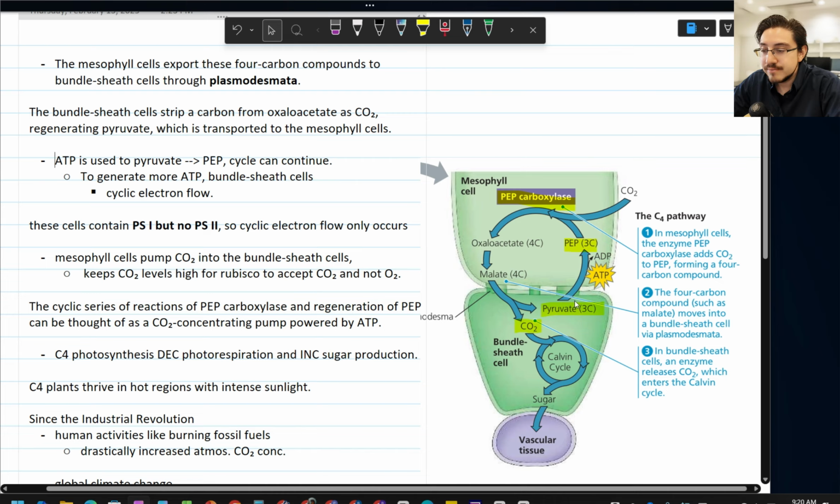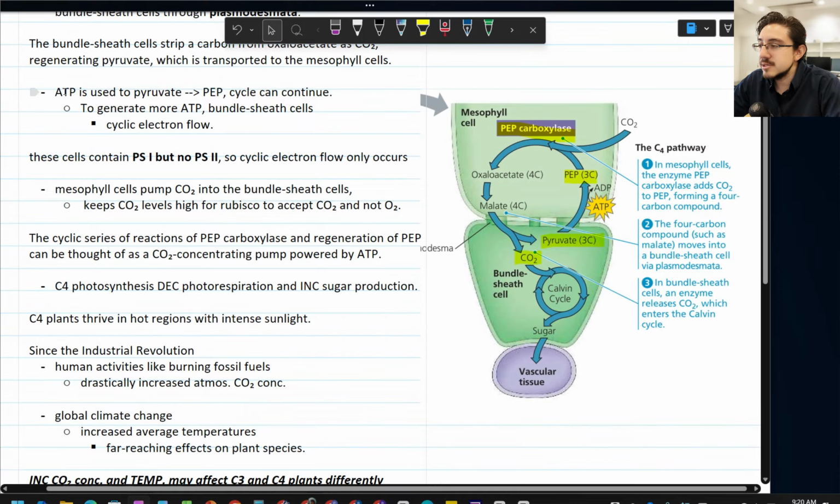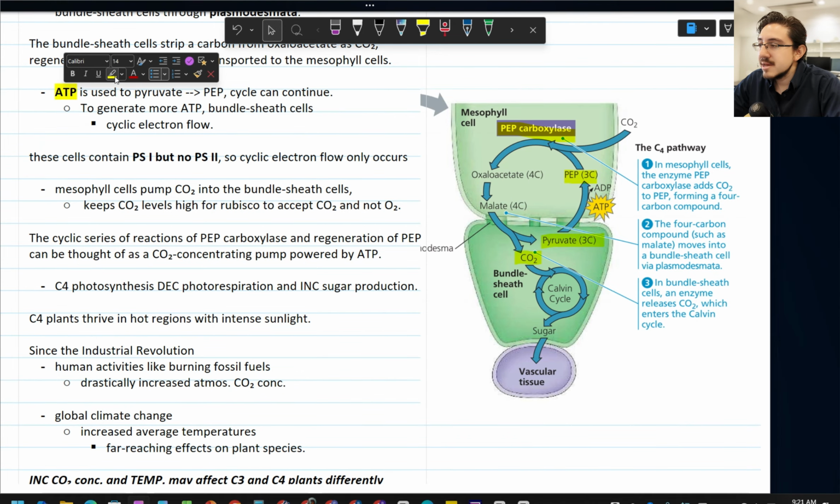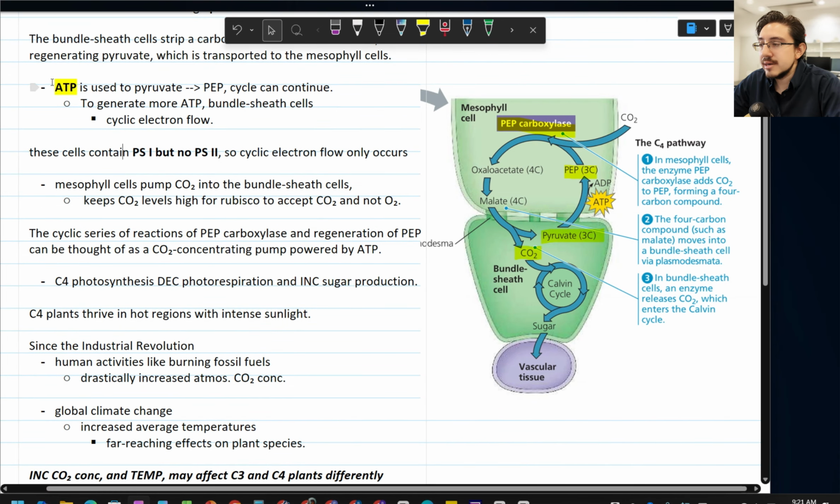This pyruvate goes back into mesophyll cells, and with ATP gets reestablished into phosphoenolpyruvate or PEP for the cycle to continue again and again. One of the things you also need to remember is that ATP is being consumed. You want to keep doing that so you can produce carbon dioxide.